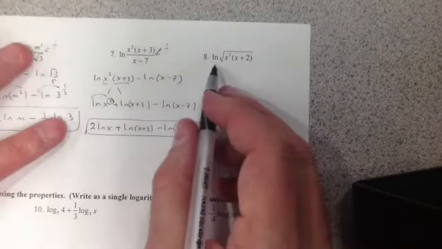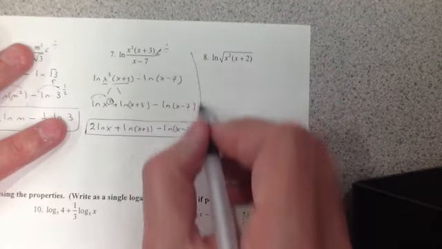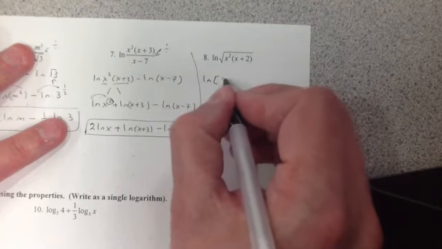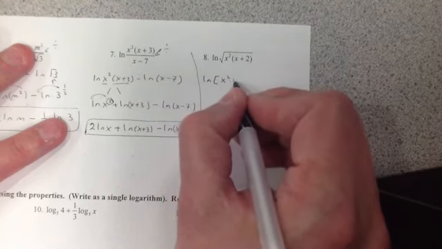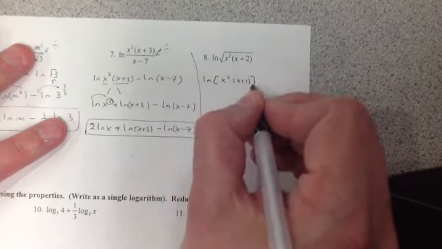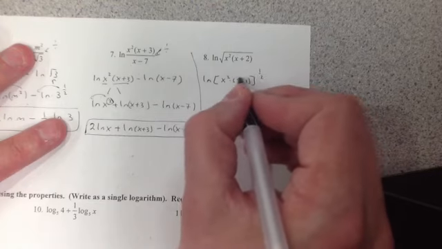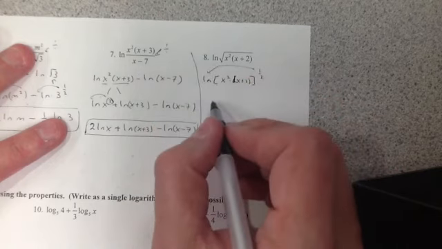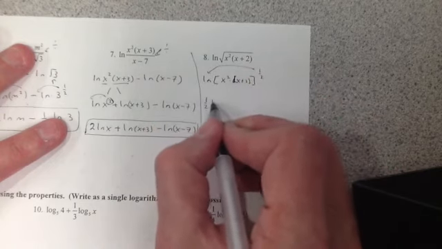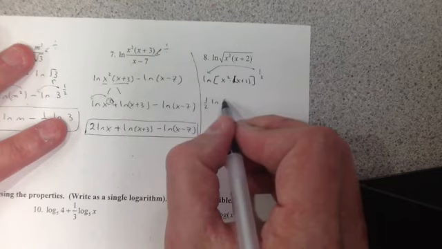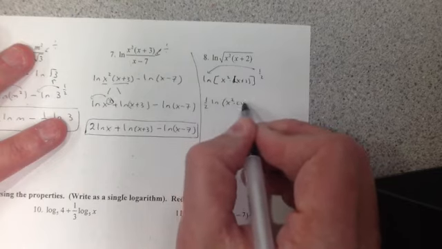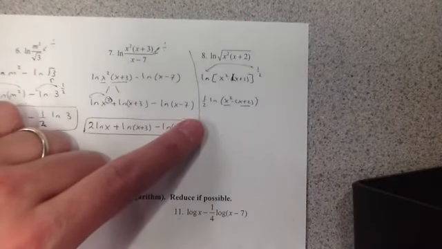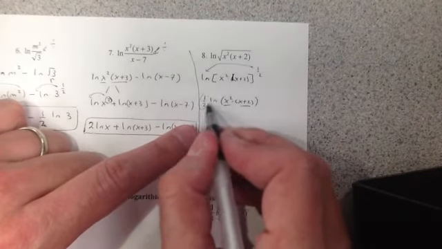For number 8, I'm going to rewrite this and expand quite a bit. This is the natural log of x squared times x plus 2 to the 1/2. Whoops, that's the square root. Yeah, use my power rule to bring that down in front first. I get 1/2 the natural log of x squared times x plus 2. And now we're multiplying, so we're going to add them. Now be careful with the 1/2.